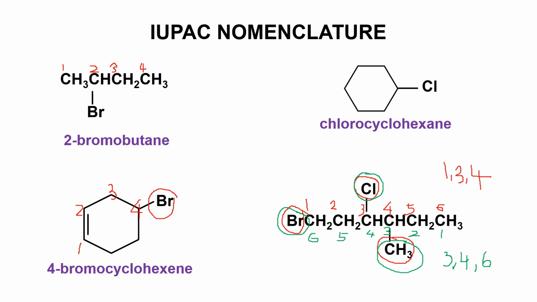So C1 will begin at the left side. So this compound will be named as 1-bromo-3-chloro-4-methylhexane. So please bear in mind that in naming the compound, you should arrange it alphabetically.